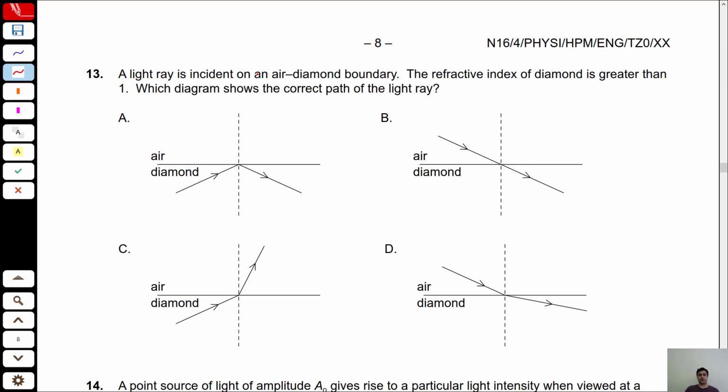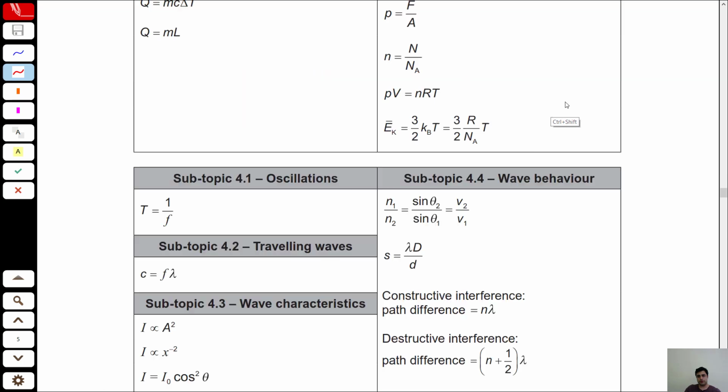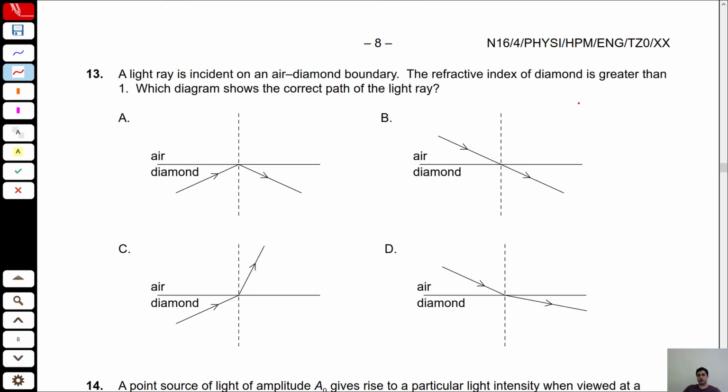A light ray is incident on an air-diamond boundary. The refractive index of diamond is greater than 1. Which diagram shows the correct path of the light ray? So, let me show you the formula for refractive index. Here the refractive index ratio is equal to the ratio of the sine of the angle in medium 2 divided by the sine of the angle in medium 1, which is equal to the ratio of the 2 velocities.